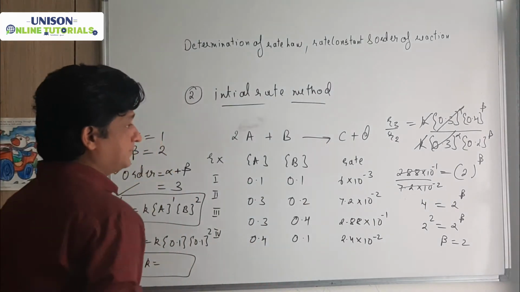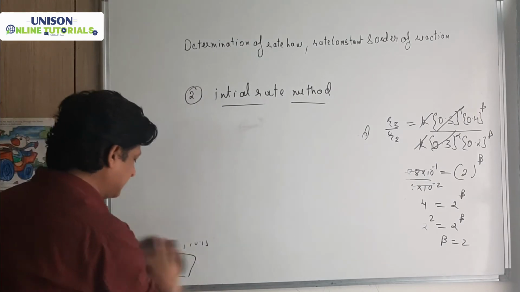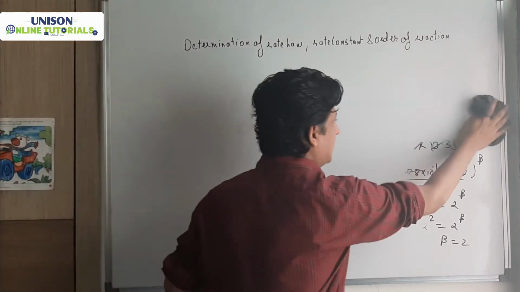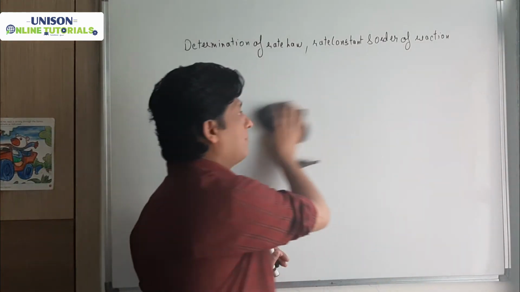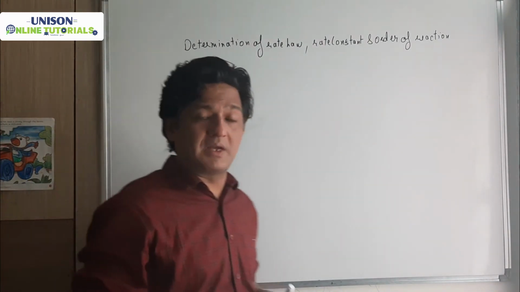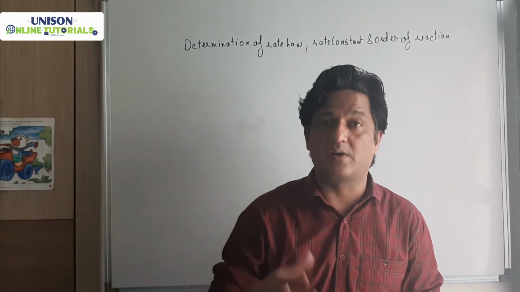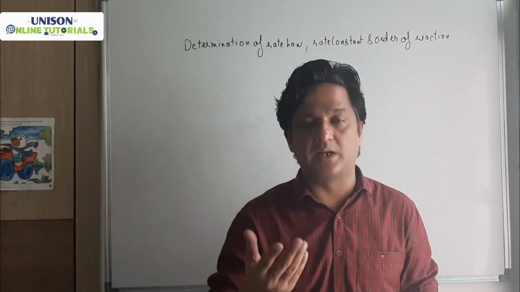Next, we come to our third method, that is integrated rate law. We have done integrated rate law before. It is the most common method to determine the kinetics of a chemical reaction.